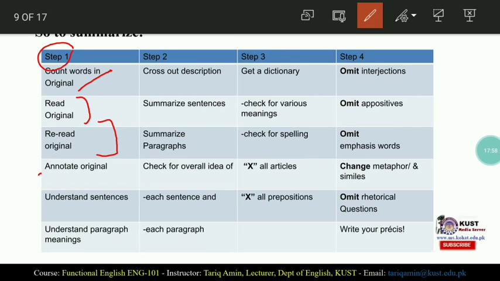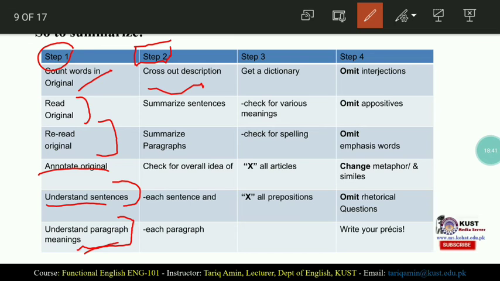And after that, annotate the original text. And after that, try your level best to understand all the sentences of the article. When you understand all the sentences of an article, it will lead to understanding the paragraph meaning as well. When you understand all the sentences, it will help you understand the meaning of different paragraphs. And after that, the second step was cross out description. You should cross out all the unneeded, unnecessary description and illustrations.